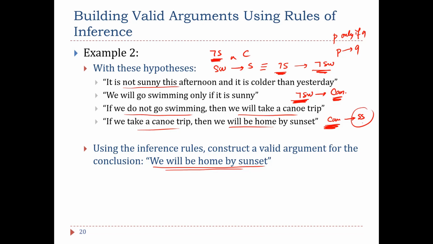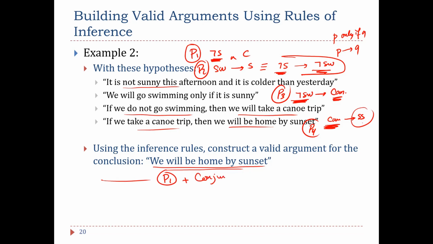This is why now you can do the reverse order. Let's call them premise number 1, premise number 2, premise number 3, and premise number 4. And for this one, we are not going to use the contrapositive. We're going to use modus ponens right away. So let's see how we can do it. From P1 plus the rule for simplifying the conjunction, we can conclude not S. Let's call it C1. From C1 and modus ponens, we can conclude not swimming. This is conclusion number 2.